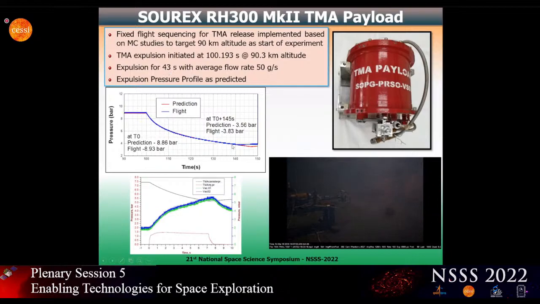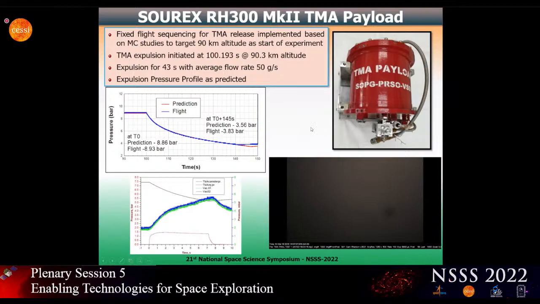Exactly as predicted, we got the flow rate. And okay, this is the test. Now, in the Suryakiran flight, this TMA expulsion was not successfully demonstrated. So to demonstrate the successful expulsion in vacuum, we had to do a high altitude test at the Sriharikota facility, and it gave us confidence to go for the flight.